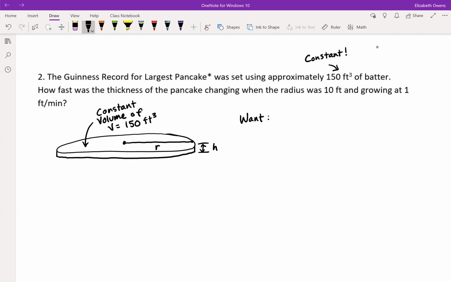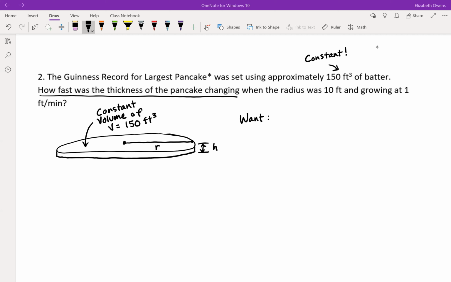So we can see what they're asking us for right here. How fast was the thickness of the pancake changing? So according to our variables on here, which variable is that referring to? Let's see. A base radius of 10 feet. Yeah.